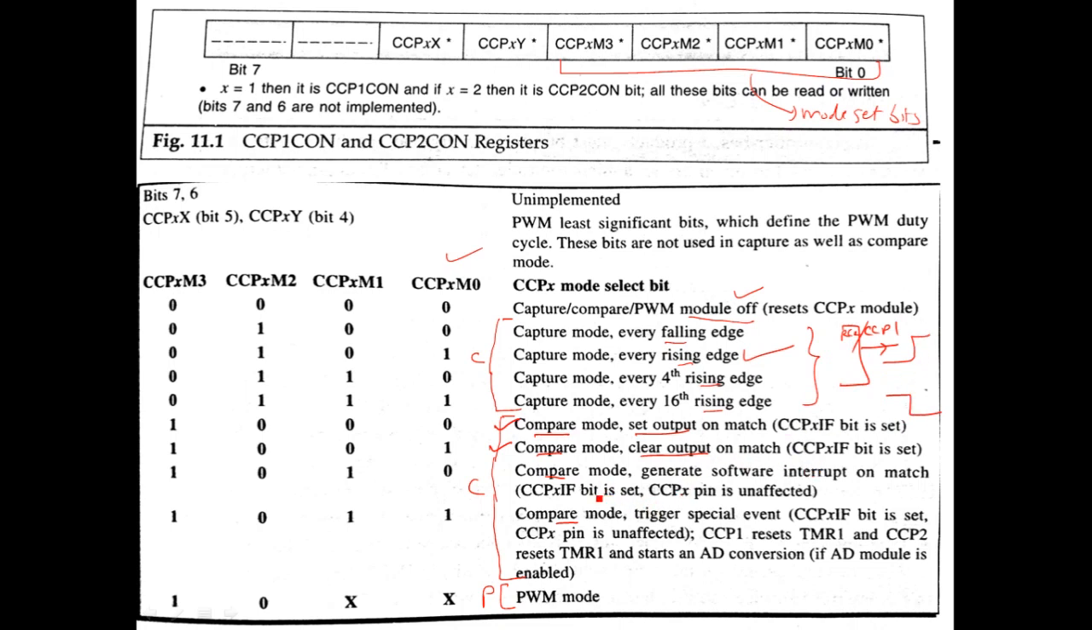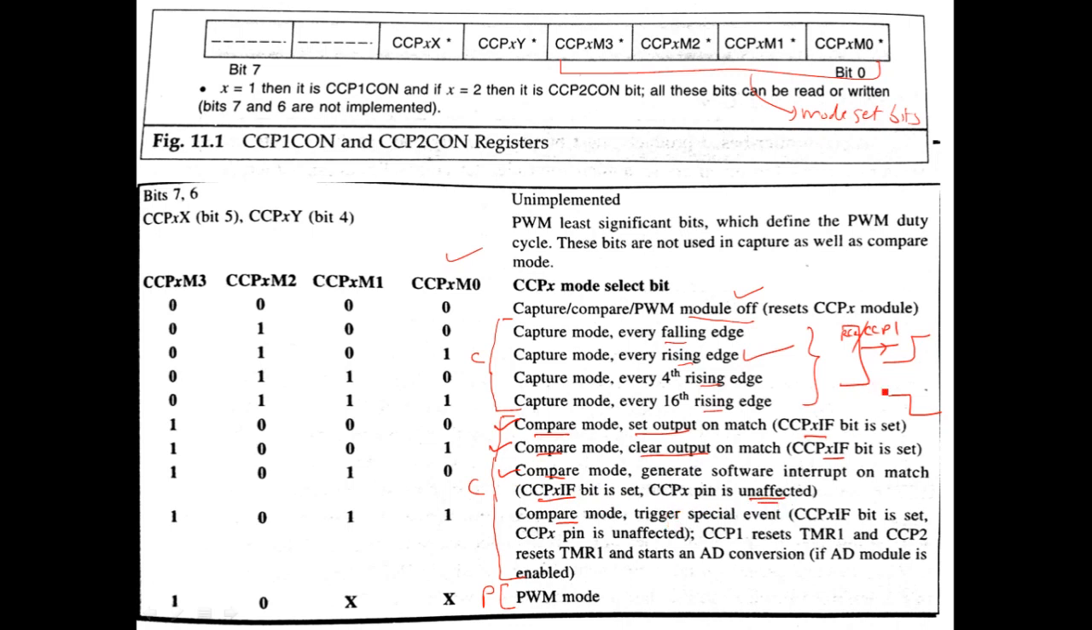Now there is a third option available: compare mode, generate a software interrupt on match. That means the flag bit will be set as usual. The flag bit is set every time, and the interrupt is generated. But in this particular option, the pin status will remain unaffected.